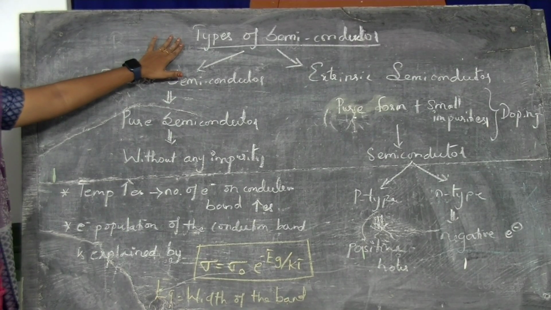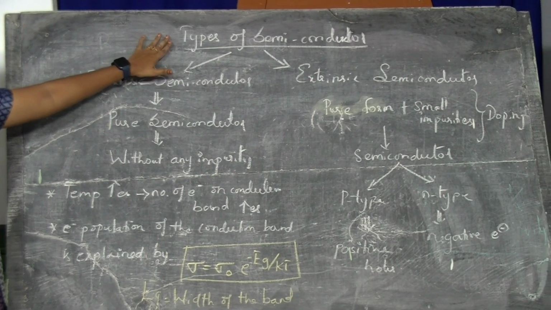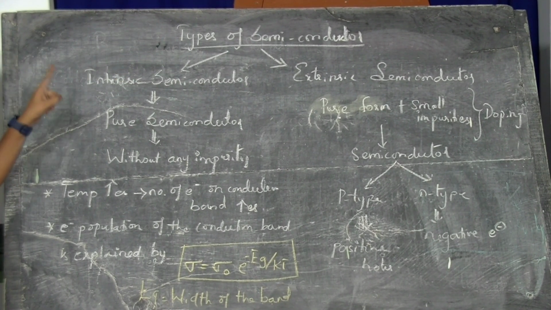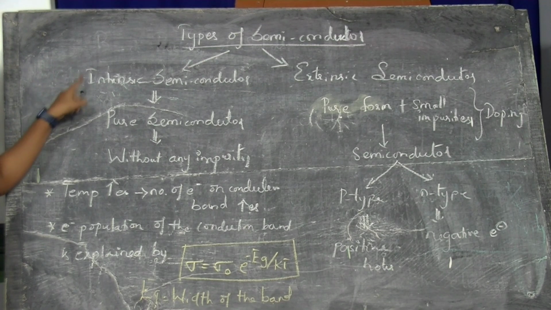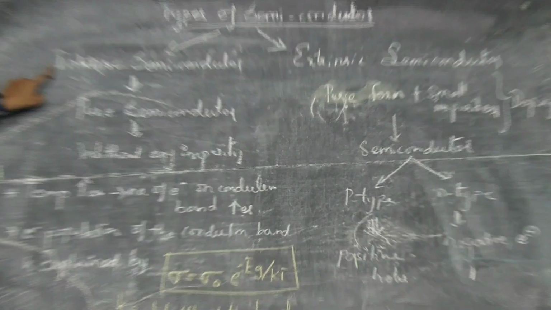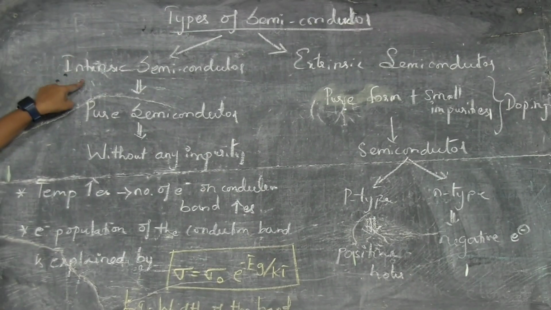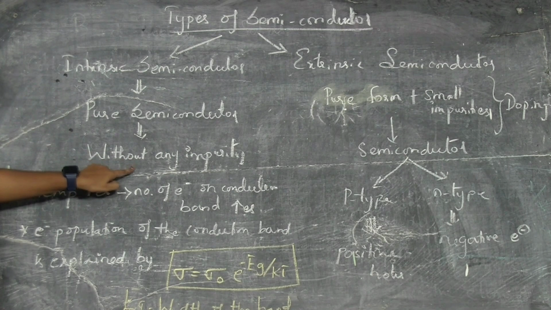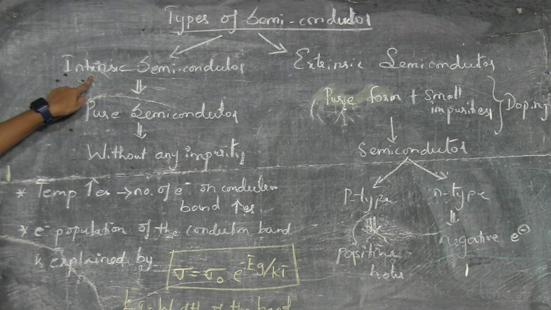So then, types of semiconductor. Semiconductors are classified into two types. One is intrinsic semiconductor, another one is extrinsic semiconductor. So what is an intrinsic semiconductor? An intrinsic semiconductor is nothing but a pure semiconductor. It will be in pure form. There will be no impurities in this semiconductor. So without any impurities, it is nothing but an intrinsic semiconductor, right?